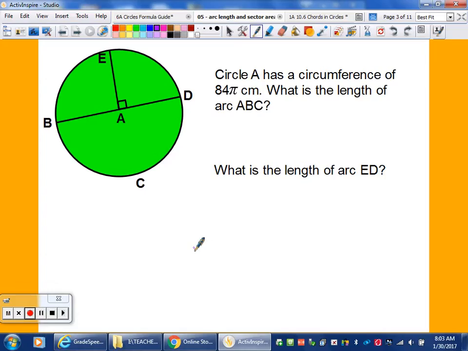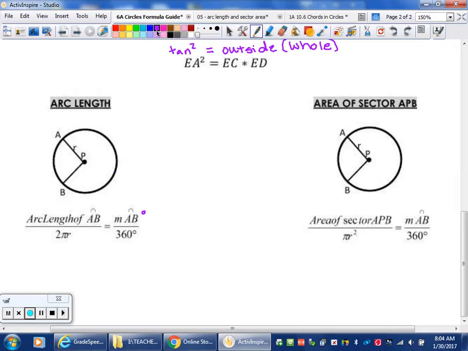Now let's see how this plays into the arc length. The arc length of a circle is part of the circumference of the circle, just a part of it. So, if I was looking at circle A here, and it had a circumference of 84 pi centimeters, what is the length of the arc? To know this, you need to know the arc length formula, which you can see right here on your formula guide.